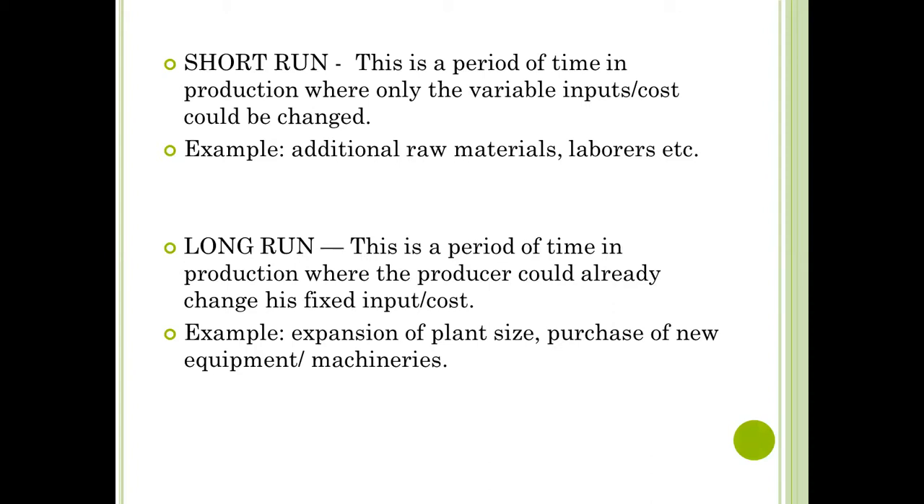total product 6. So we have here our short run. Short run is the period of time in production where only the variable inputs or costs could be changed. For example, additional raw materials and laborers are examples of short run production. For long run, this is a period of time in production where the producer could already change his fixed input. Fixed input and fixed cost are unchanged in the short run, but they could be changed in the long run. Examples are the expansion of plant sites and the purchase of new equipment and machineries.